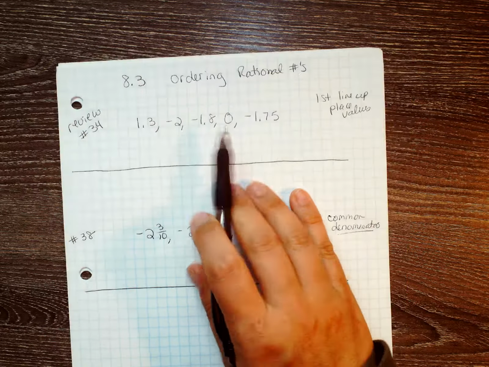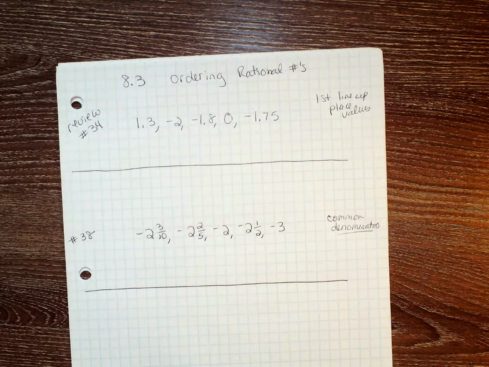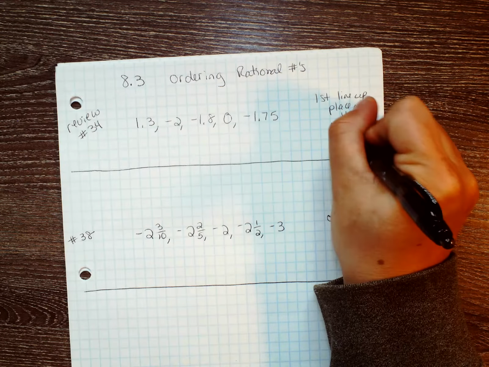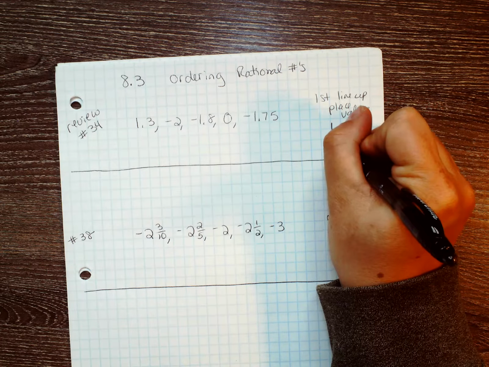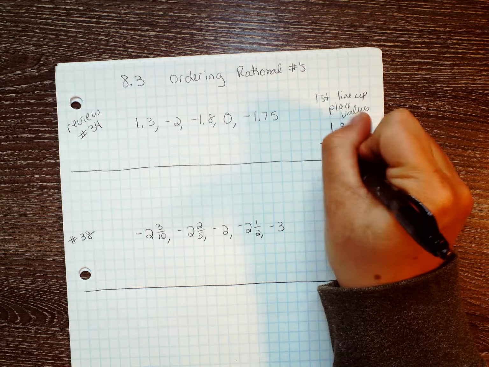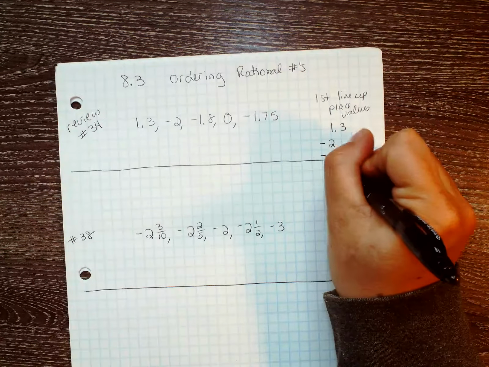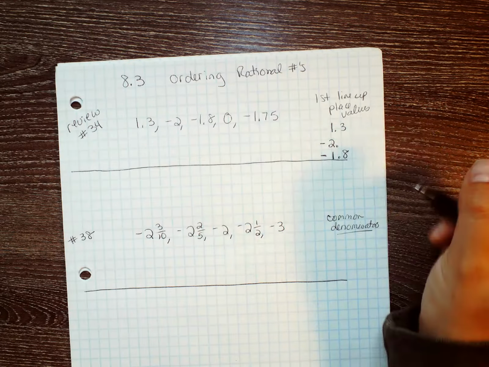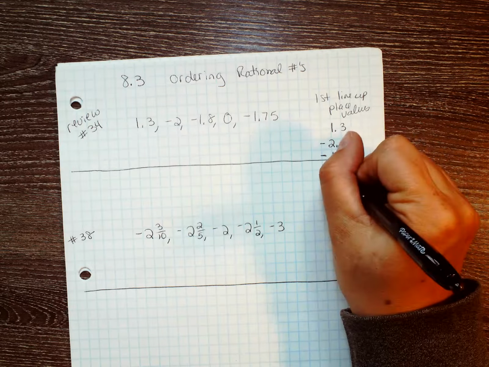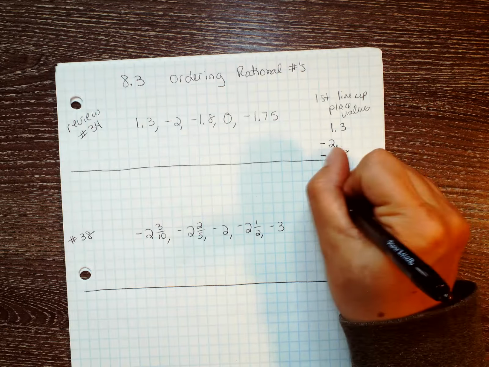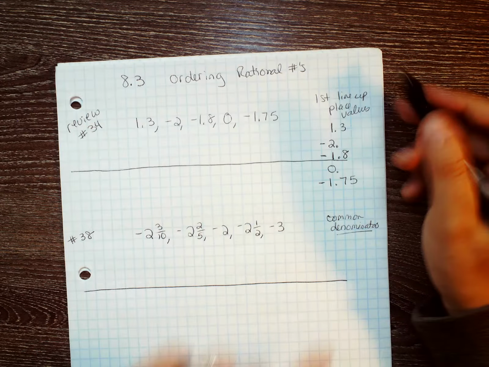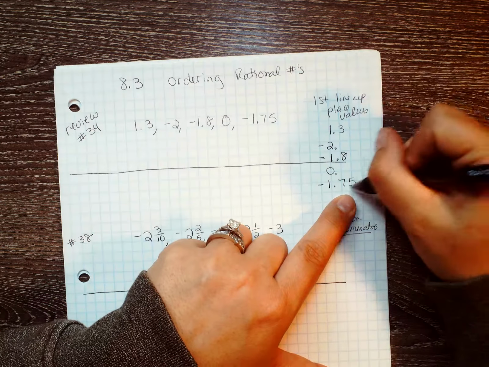And the first thing you have to do is, of course, line them up. So we can't forget to do that. So I'm going to write them in order, and I'm just going to line them up. And this is positive 1.3. This is -2, -1.8. This is -2 point 0. And then this is -1.75. So if you notice, it looks like our largest goes into the hundredths place.